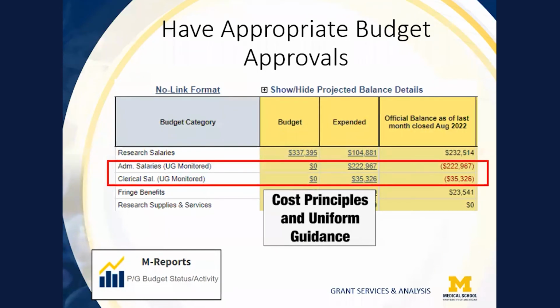So look at your categorical budget. If you see expenditures in any of your UG monitored categories, make sure that you have your budget. Don't wait until your closeout comes and says, hey, you need to get approval for these UG expenses or we're going to have to write them off the project. So even if you're not using this system to reconcile or look at your monthly activity, it can give you a snapshot of where your budget's at and whether you have authorized budget for those expenditures.